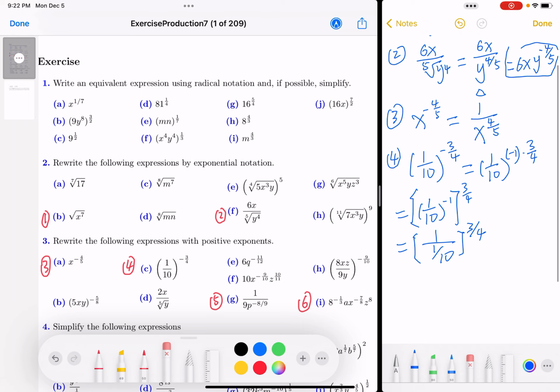Now, you want to simplify the quantity inside. For 1 divided by 1/10, you may write it in this way, and here the exponent you keep, that's positive 3/4. Now change this division to multiplication. You then have 1 times 10/1. You flip it. And here the exponent is 3/4. That will be 10 to the 3/4.